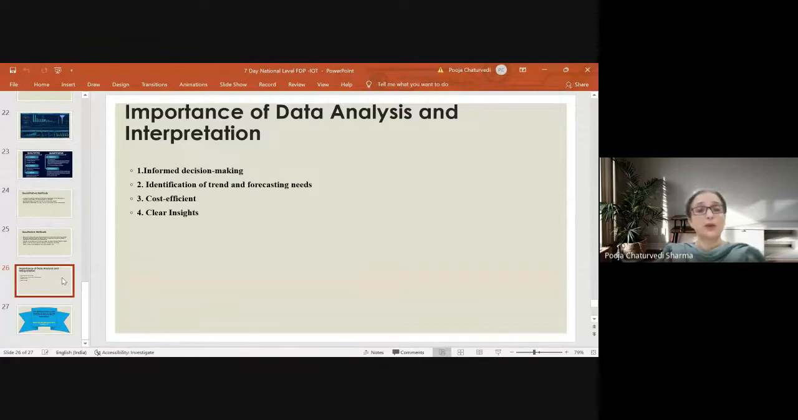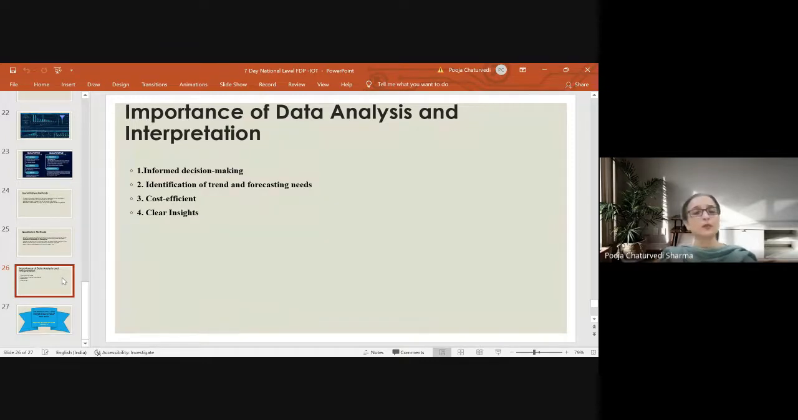It is cost efficient. Why? Because you have something in writing with you. Definitely nobody remembers what happened 3 years back. You cannot remember each and every data. So if you have things in writing with you, if you have things in the form of analysis, some pictorial graphics, some interpretations, then you'll be able to relate more to it, and you will be able to better interpret it and use it for your future decision making.